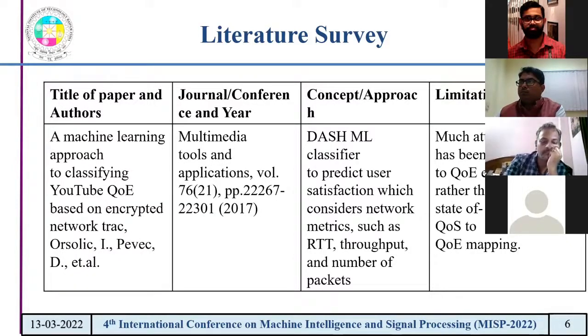From the title, a machine learning approach to classifying YouTube quality of experience based on encrypted network traffic. The concept or approach used here is a dynamic adaptive streaming over HTTP machine learning classifier to predict user satisfaction, which considers network metrics such as round trip time, throughput, and number of packets. Limitation of the paper is that much attention has been given to quality of experience evaluation rather than the state of the art per segment quality of service to quality of experience mapping. Here in this paper, quality of service metrics are not considered to map with quality of experience.